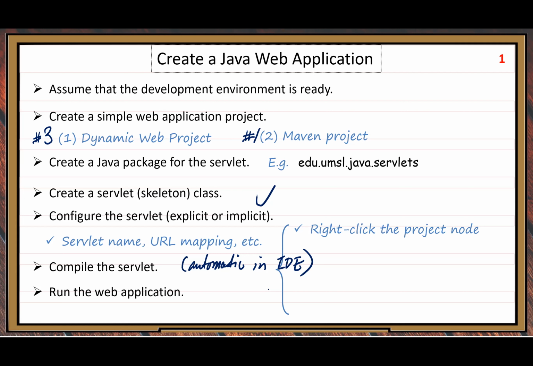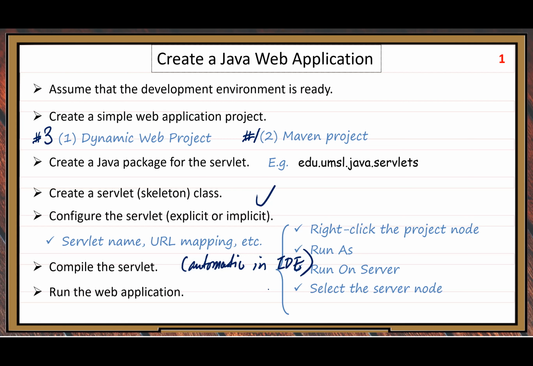Next step. Run as drop-down menu. Right-click, and you have a drop-down menu. Then there is a Run As item, you select it. Then another drop-down sub-menu appears. You select the Run on Server item. After that, there is a pop-up window. In the pop-up window, you need to select your server node specifically. You have to select it, click it.